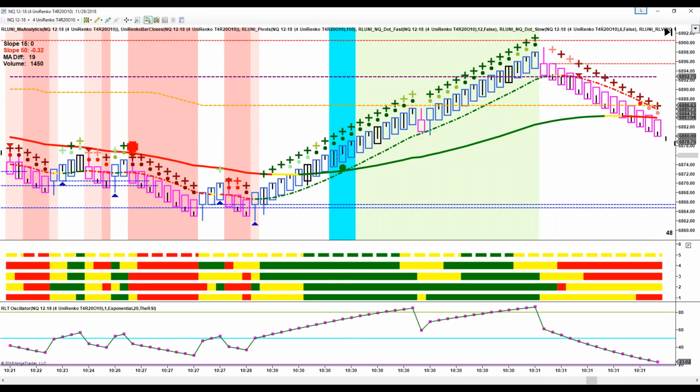And you look for the pullback, like right here. The wick came almost all the way to the back. Didn't push through though, so we wouldn't know about it without it. The 15 is just about crossed the 50. Your entry is right here. And up you go.